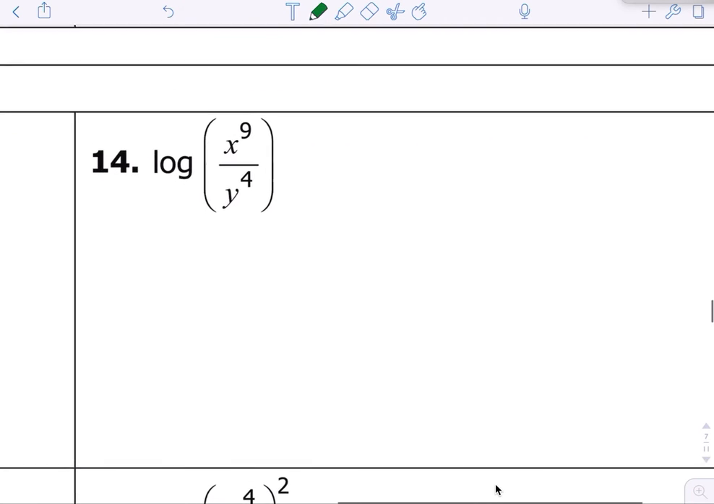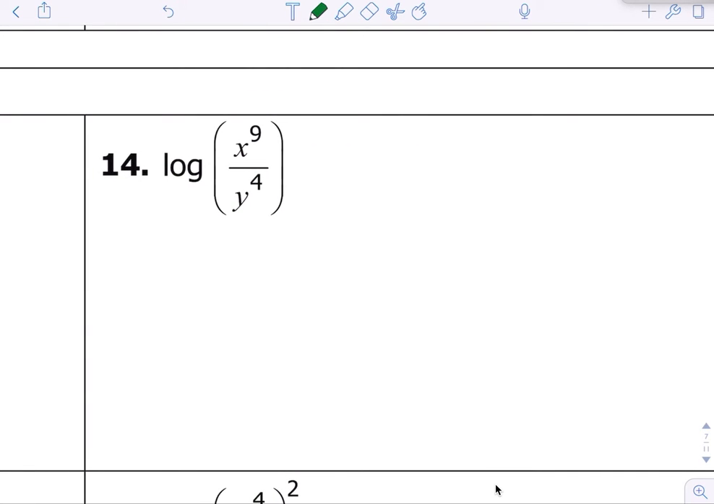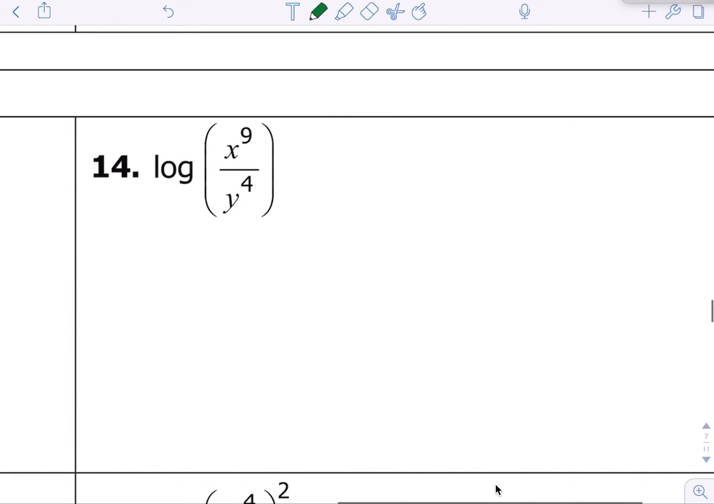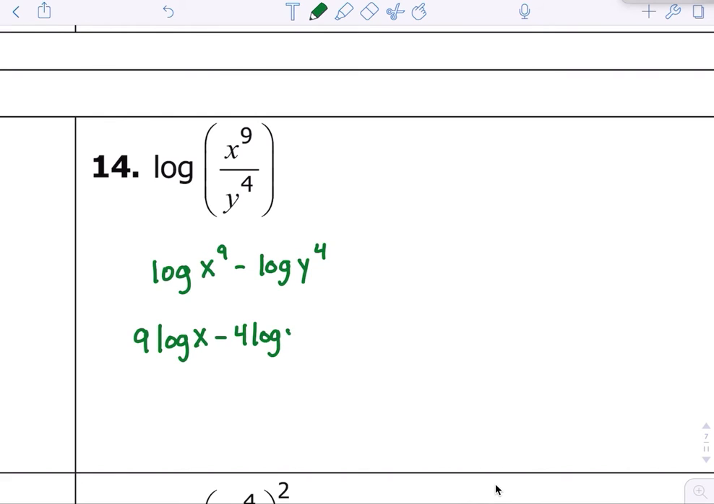Okay, 14. So we have division in the argument, so that means it's going to be quotient rule. So log of x to the 9th minus log of y to the 4th. Now let's bring both of our powers down using our power rule. So 9 log of x minus 4 log of y.